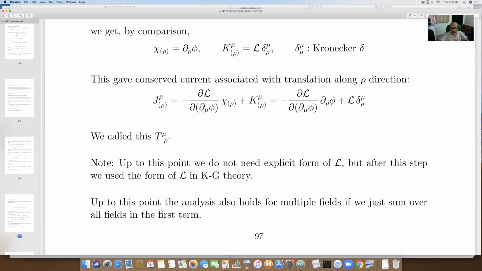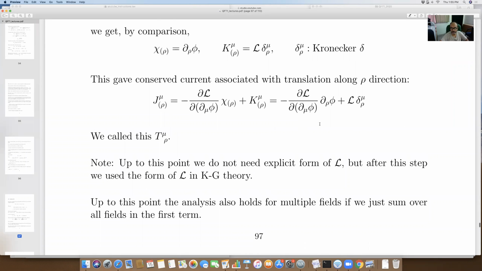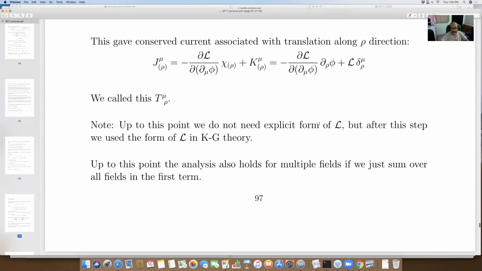So we'll continue to use a single scalar, but we should keep this in mind because later on when you say that it also holds for multiple scalars, you should know why it works. Whatever you have done could have been done for multiple scalar fields as long as the Lagrangian is invariant by replacing this by a sum over I. Is this clear to everybody?